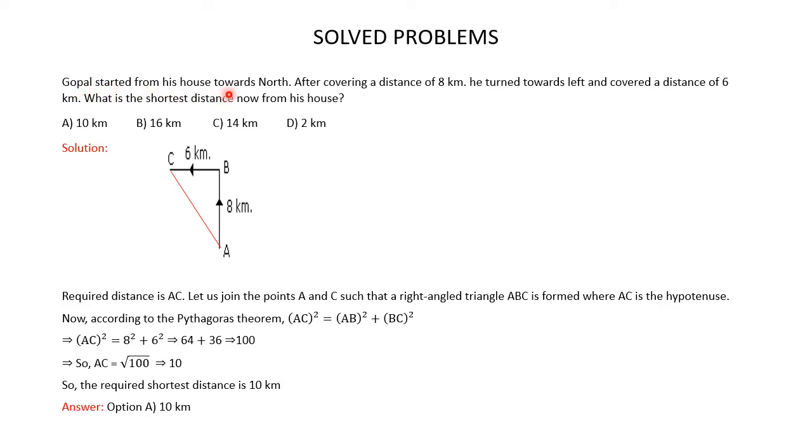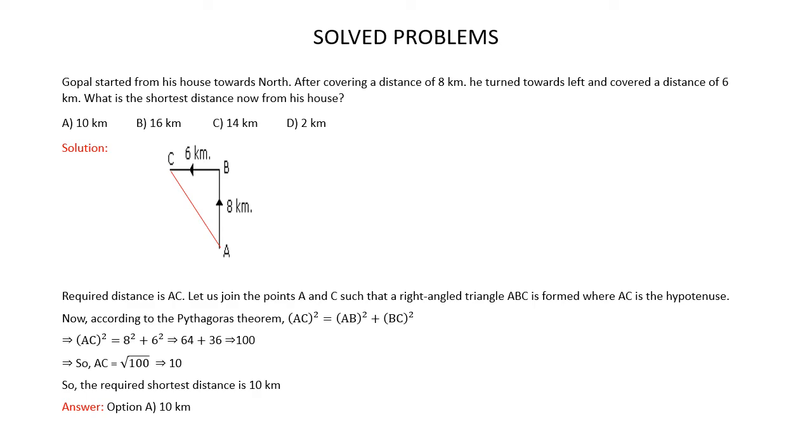Gopal started from his house towards north. After covering a distance of 8 kilometers, he turned towards left and covered a distance of 6 kilometers. What is the shortest distance now from his house? You are given 4 options here and you have to find out which of these options is the correct one.